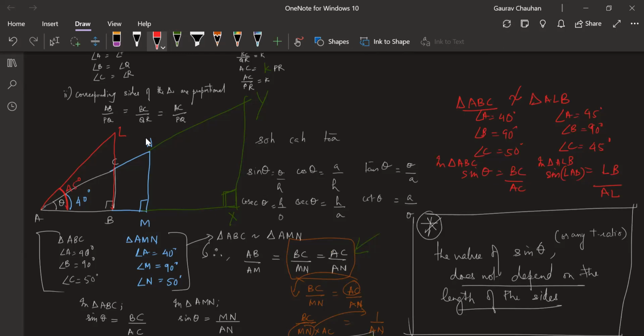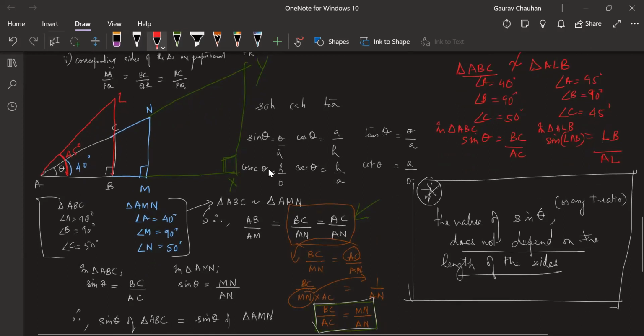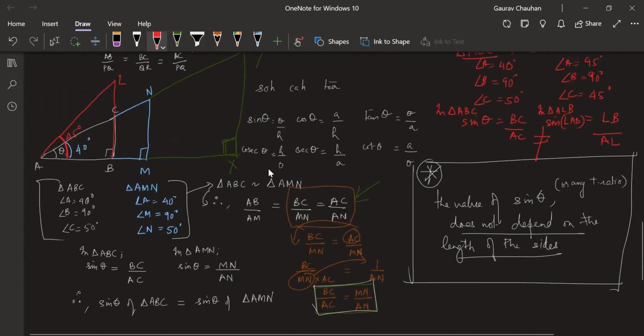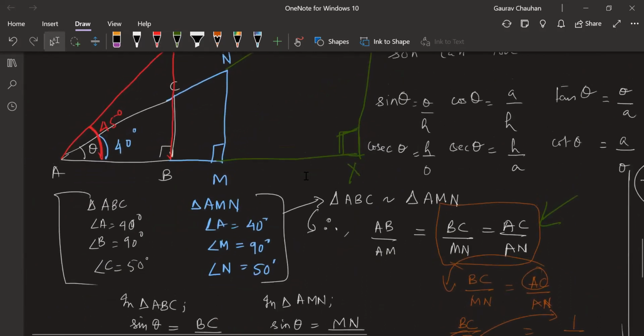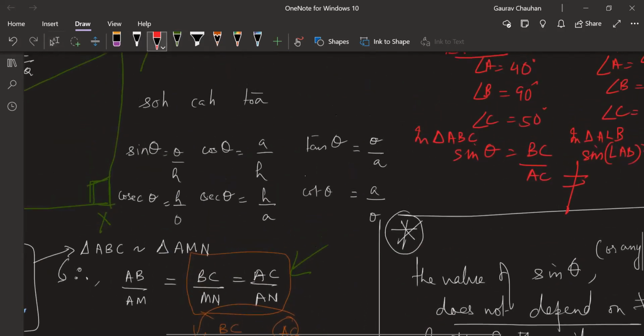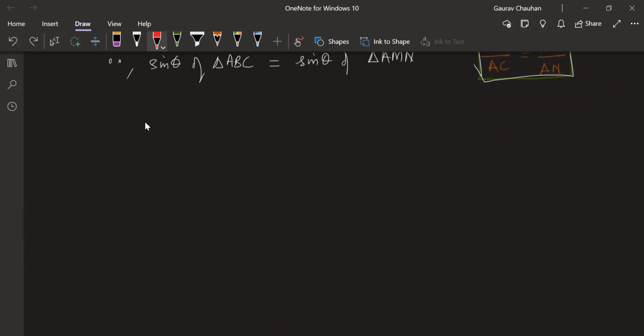So what is happening here? What I'm trying to show here, guys, is that these two are not going to be equal. What I'm trying to show is that the value of these trigonometric ratios does not really depend on the length of the sides, but rather depends on the value of the angle itself, on the magnitude of the angle itself. Magnitude means how big the angle is.